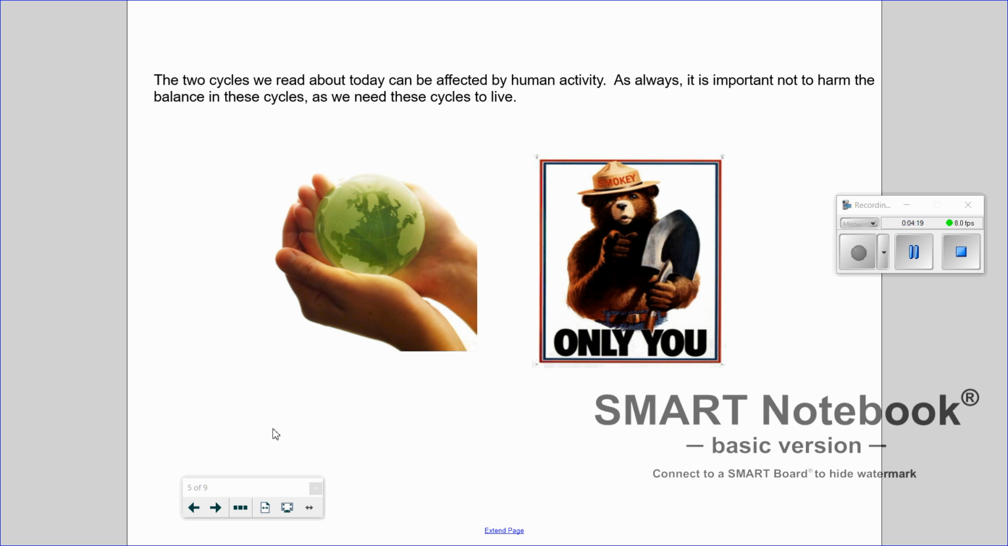The 2 cycles we read about today can be affected by human activity. As always, it is important not to harm the balance in these cycles, as we need these cycles to live.